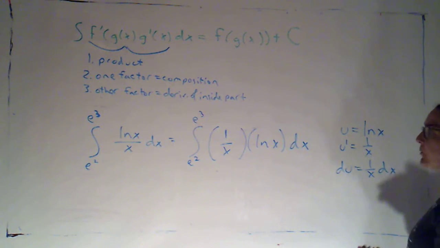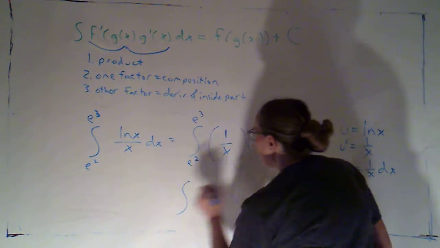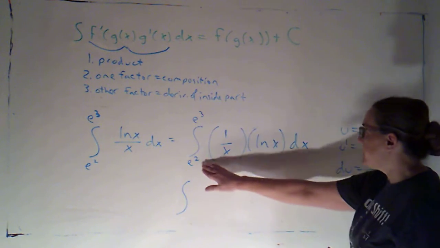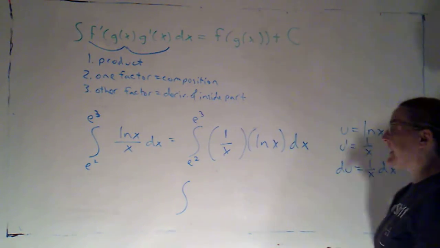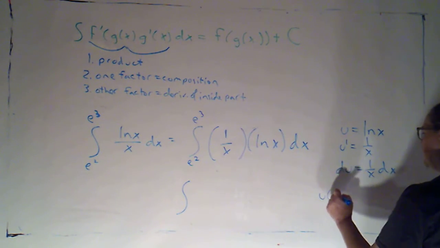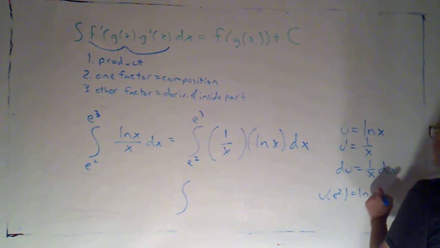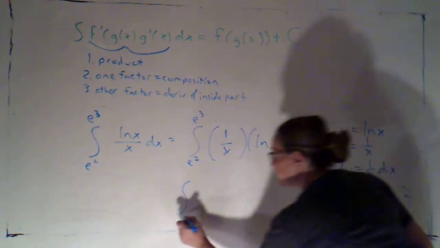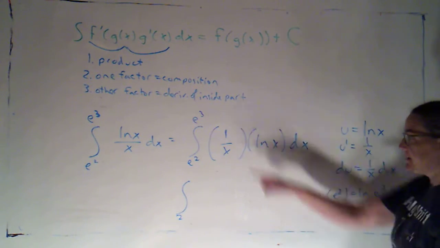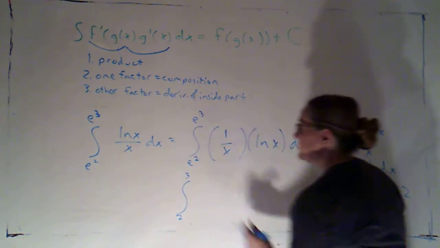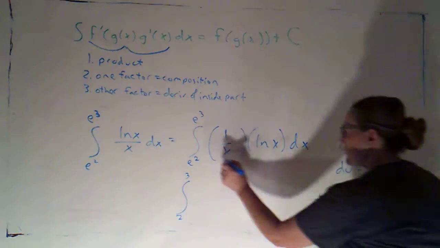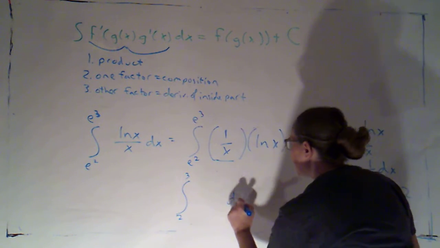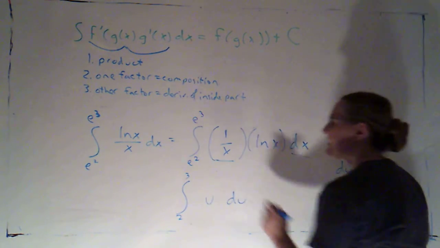So I can now rewrite this. We're going to get the integral from the u value at e squared, which would be the natural log of e squared, which is just 2, because the natural log and the exponential functions undo each other. Similarly, the natural log of e cubed is just 3. Now the 1 over x and the dx, that becomes my du. Natural log of x just becomes u.